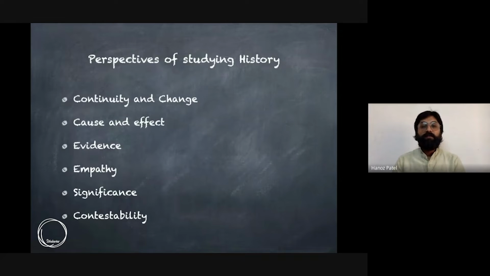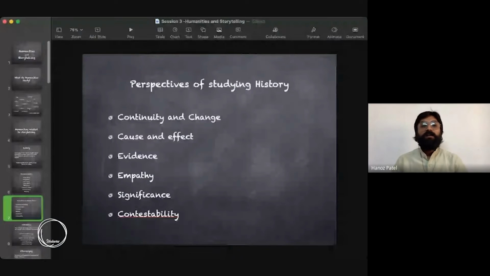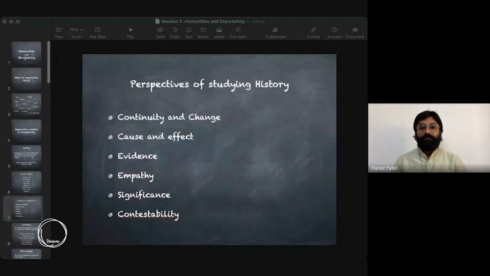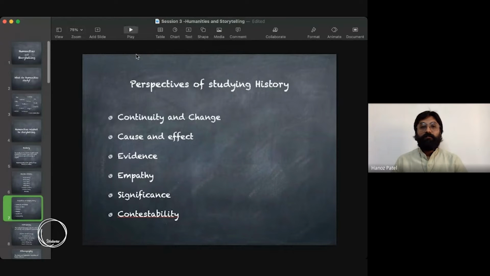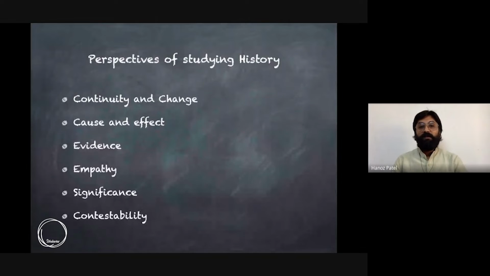Then evidence, particularly what amount of evidence is available for the subject that we are studying. So when Jallianwala Bagh happened, what was the evidence? To prove that event and to explain everything, what evidence was available? Then there is also an empathy-based perspective, to look at something from the perspective or feeling of empathy.